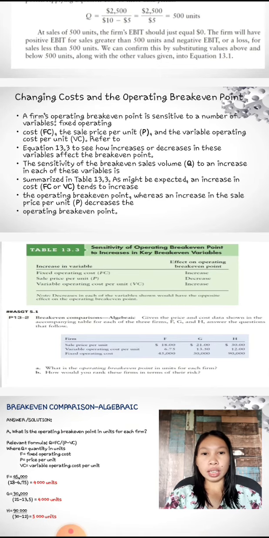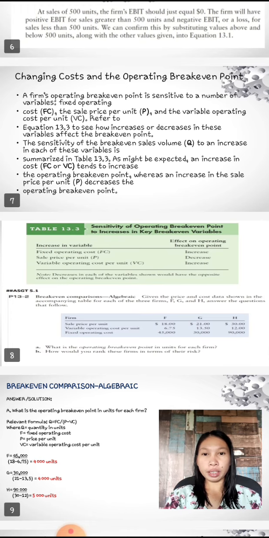Changing costs and operating break-even point. A firm's operating break-even point is sensitive to a number of variables: fixed operating cost, or FC, the sales price per unit, and the variable operating cost per unit. Refer to equation 13.3 to see how increases or decreases in these variables affect the break-even point.